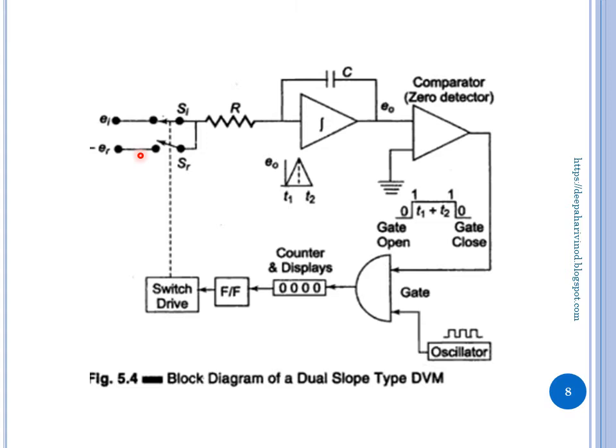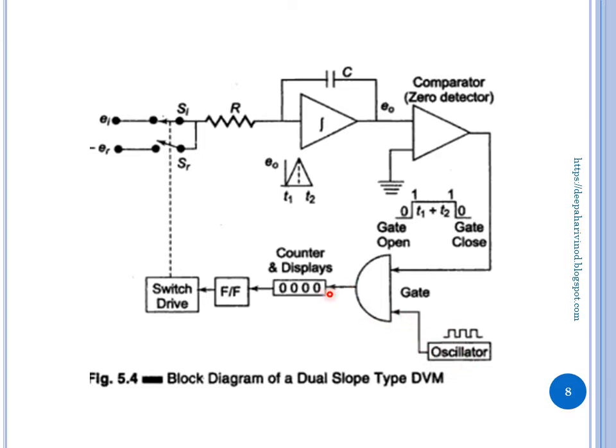The integrator output will have a negative slope. When SR is closed and SI is open, a negative voltage is given to the integrator, and it now has a negative slope. The output voltage decreases linearly to 0 volt. The comparator output changes again and locks the gate. Locking the gate means it will not allow the clock pulses to flow through.